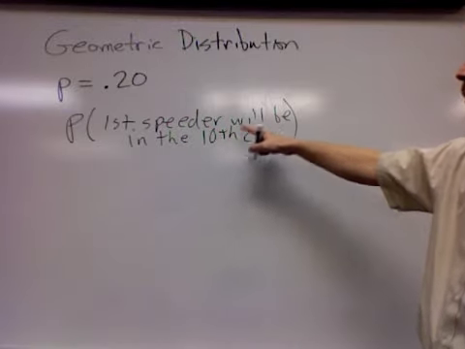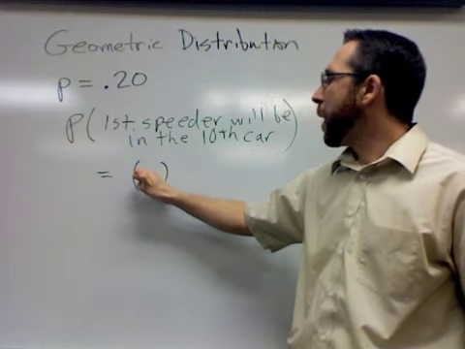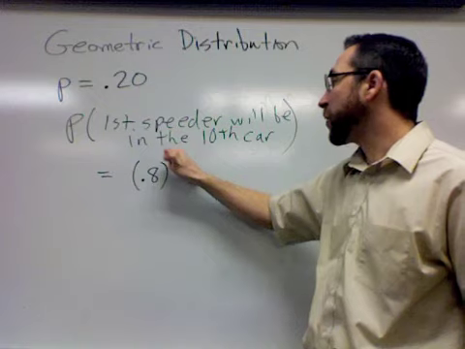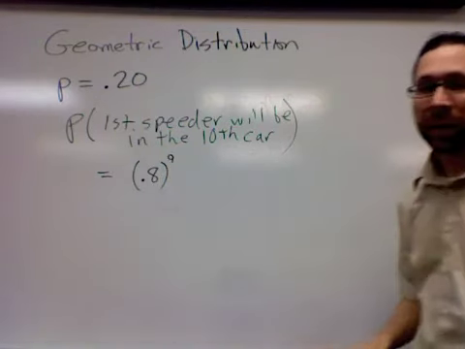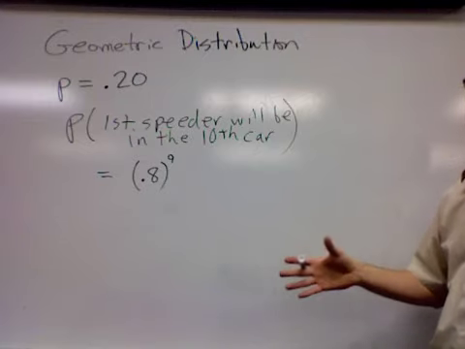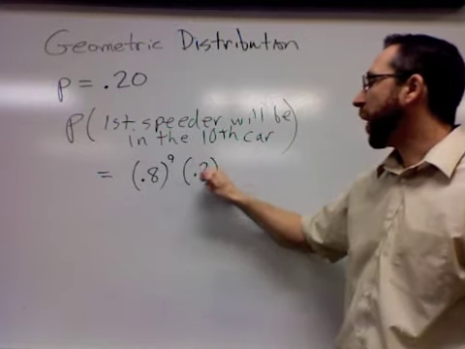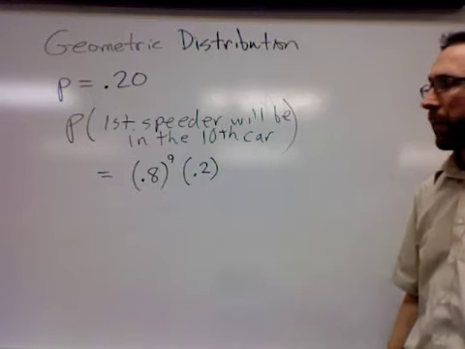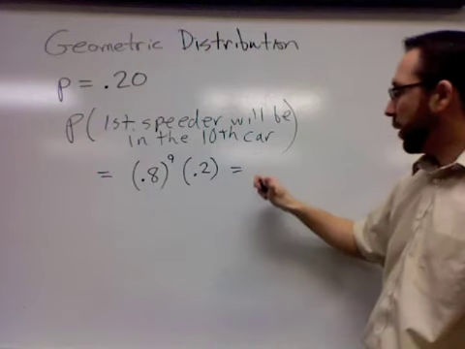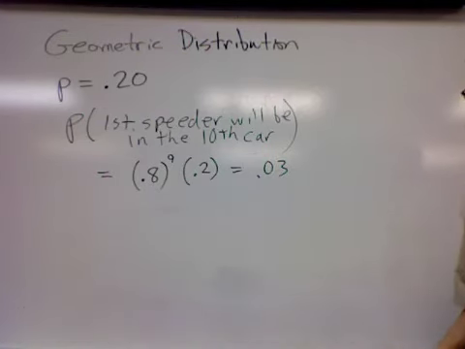If we want the first speeder to be in the 10th car, what would we need? We would need 9 cars that were obeying the speed limit. So 0.8, 0.8, 0.8, 0.8, 9 times over. And then finally, on the 10th car, our first success. The answer comes out to be about 0.03, about a 3% chance of that occurring.